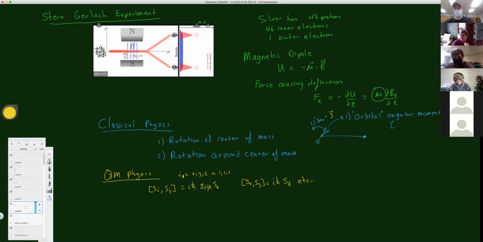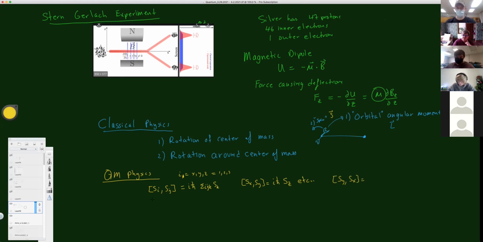Question: what about for inverse commutators like [S_y, S_x]? Would that still be iħ S_z? Remember, [S_y, S_x] is just going to be the negative of [S_x, S_y]. But what about [S_y, S_z]? I understand that it's just the inverse, but what about the other ones?